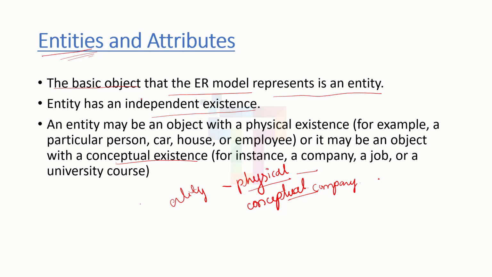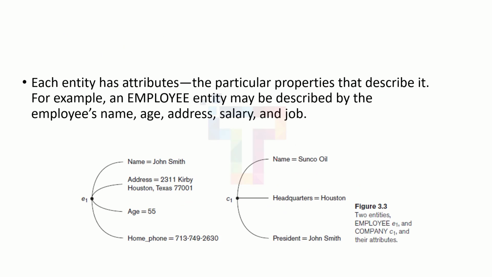An entity is a real world object, we can say, which has an independent existence. It can be a physical existence or a conceptual existence. Examples of entity are person, car, house, or company, job, university, course, etc. Here they have taken one example. Each entity has attributes. In this diagram or example, they have taken both entity and attribute.